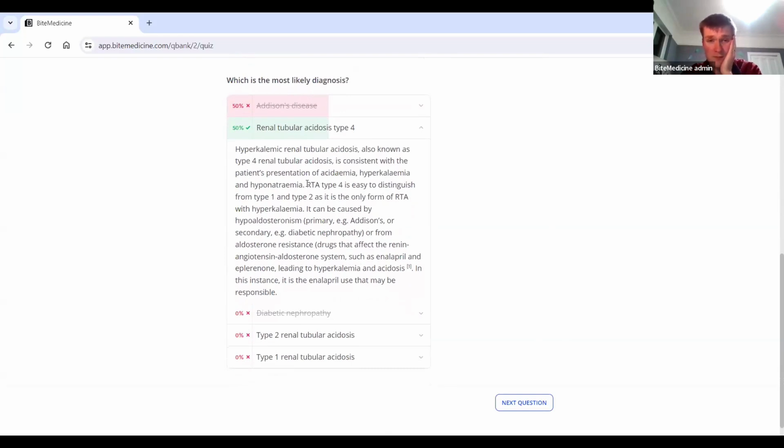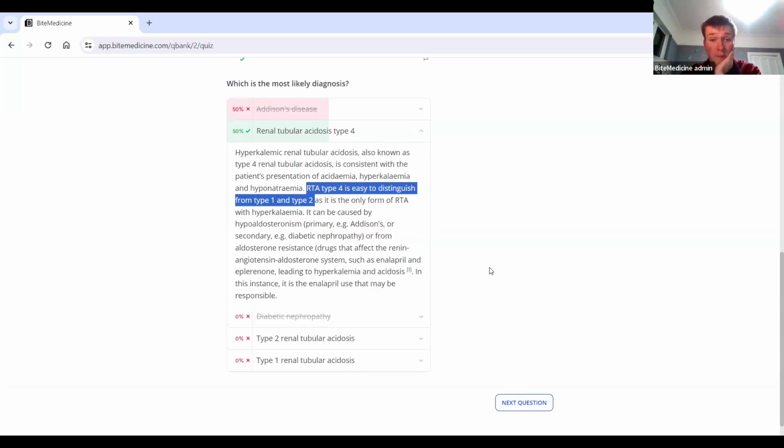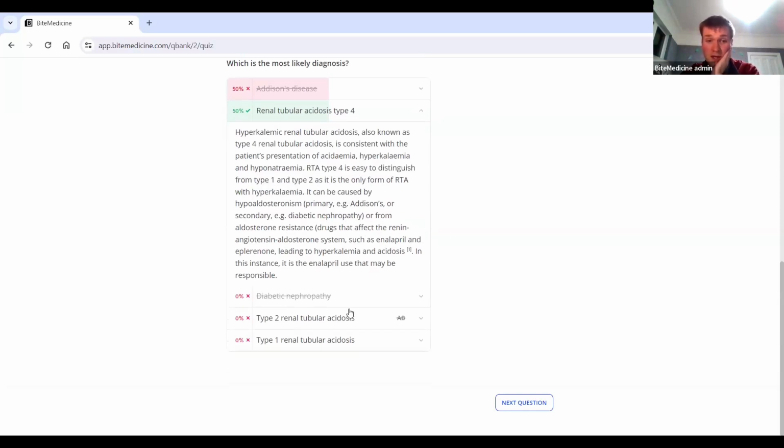But according to this person, RTA type 4 is easy to distinguish from type 1 and 2. It's the only form of renal tubular acidosis with hyperkalemia. It can be caused by hypoaldosteronism, e.g. Addison's, or from something secondary like diabetes, or from aldosterone resistance drugs such as enalapril and plerixafor. In this case, it might be the enalapril. Blimey. So RTA type 4, takeaway message is look for hyperkalemia.